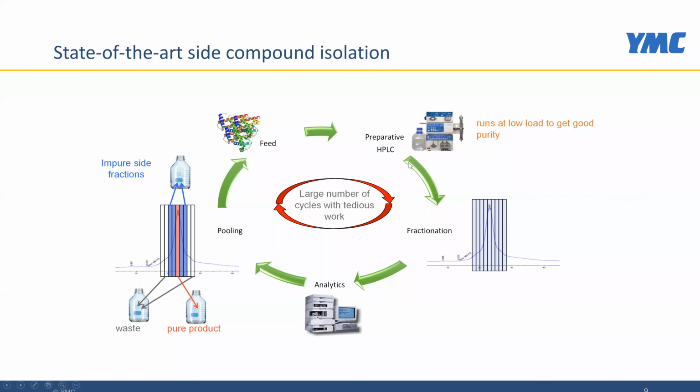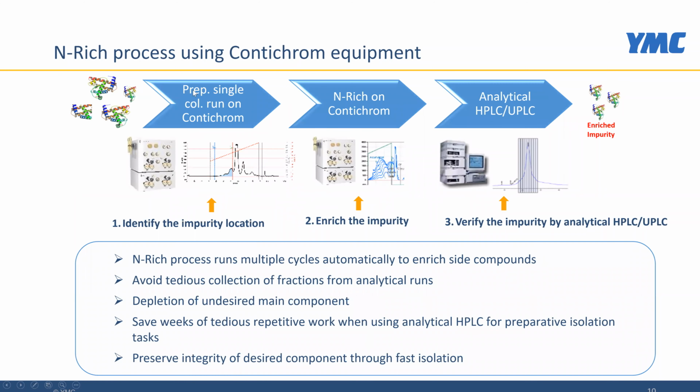Okay, so we are suggesting here a process that's called enrich. This process runs multiple cycles automatically to enrich side compounds. And the way it works is we first identify the location of our impurity, then we run the process to enrich the impurity inside the process, then we do analytical HPLC or UPLC to characterize the profile that we have generated in the process. And I will tell you how it works in a few minutes.